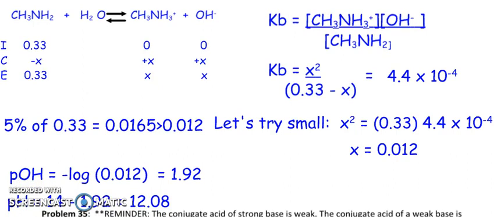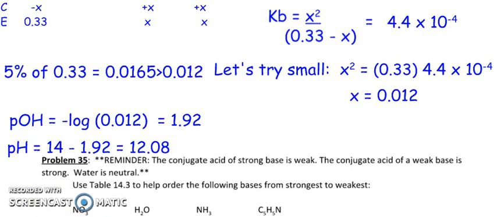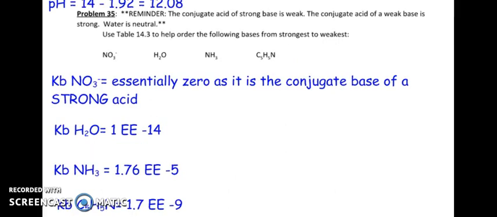Okay? So problem number 35, go ahead and try this, and then we'll come back and you can check your work. So I went ahead and checked my KB values, and you can see them all listed, and so put them in order of the strongest to weakest by looking at their KB values.